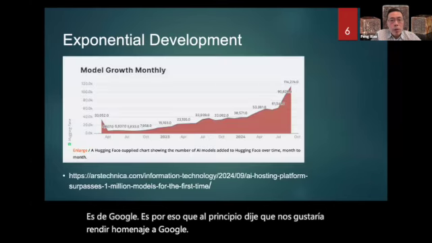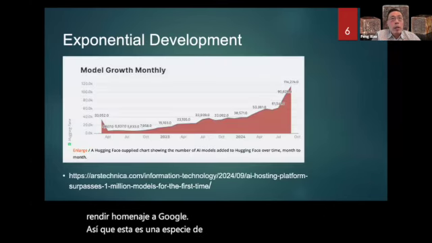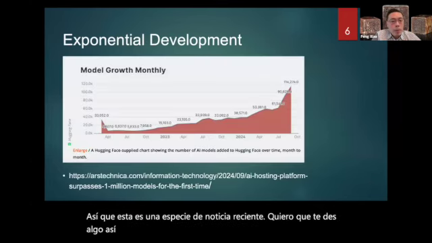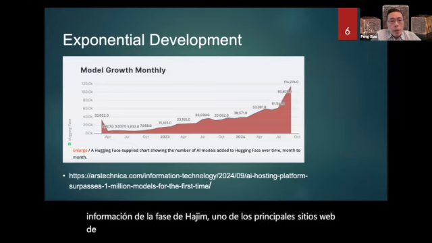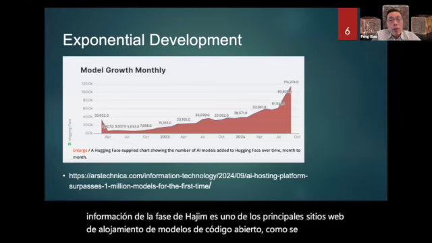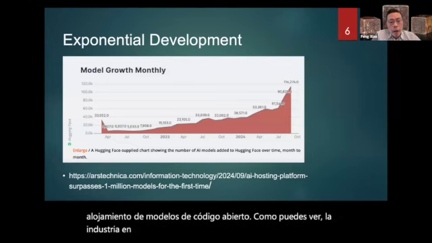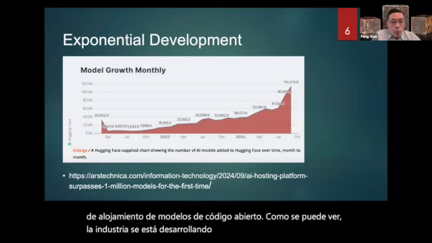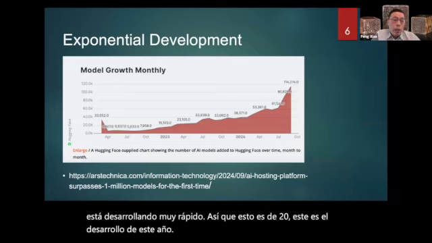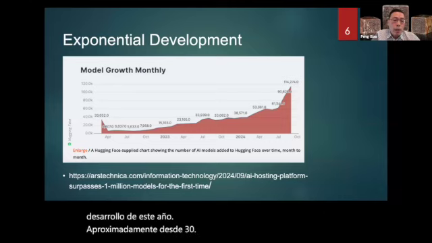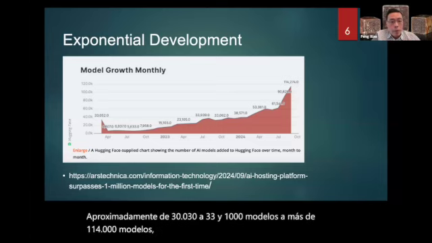This is kind of recent news. I want to give you a perspective of the development. This is information from Hugging Face, one of the major hosting websites of open source models. As you can see, the industry is developing very fast. This year's development went roughly from 33,000-ish models to over 114,000 models. This is actually very crazy.